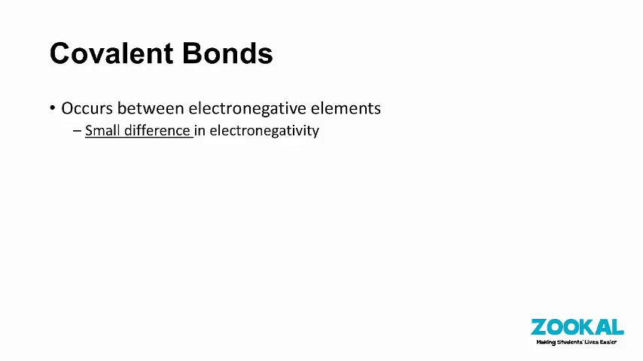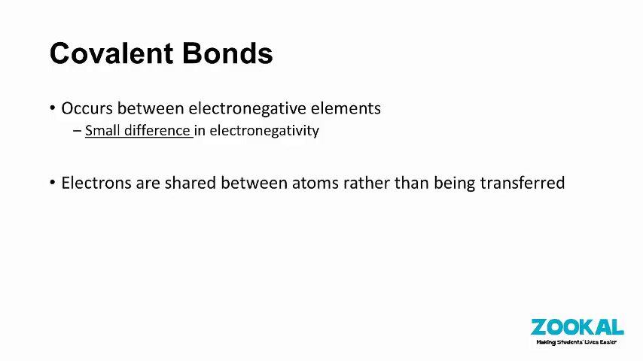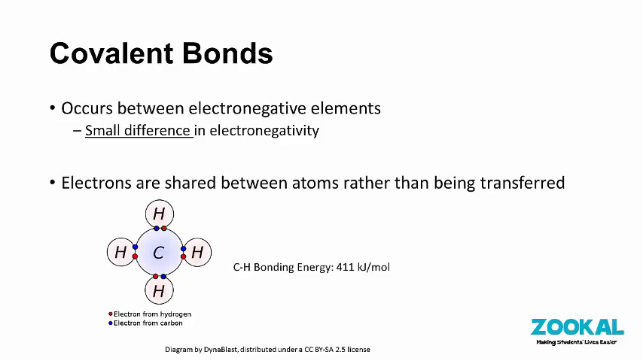Covalent bonds occur between two electronegative elements that have a small difference in electronegativity. Since both elements want to gain an electron, they share the electrons rather than transferring them, using a covalent bond. For example, the carbon in methane shares one electron with each of the 4 hydrogen atoms, therefore gaining the 4 electrons it needs for a complete valence shell. The bonding energy associated with the sharing is quite high.